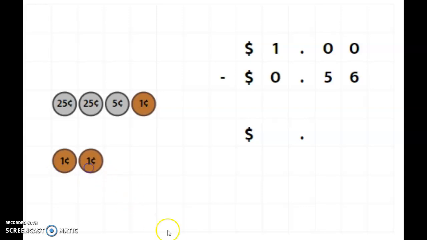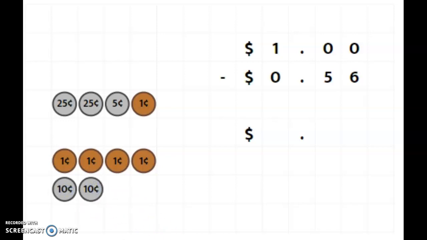57, 58, 59, 60 cents. Now that I made it to 60 cents, I would be counting on with dimes: 70 cents, 80 cents, 90 cents, a dollar. Now that I'm at my dollar, I've made it up to my total amount over here.